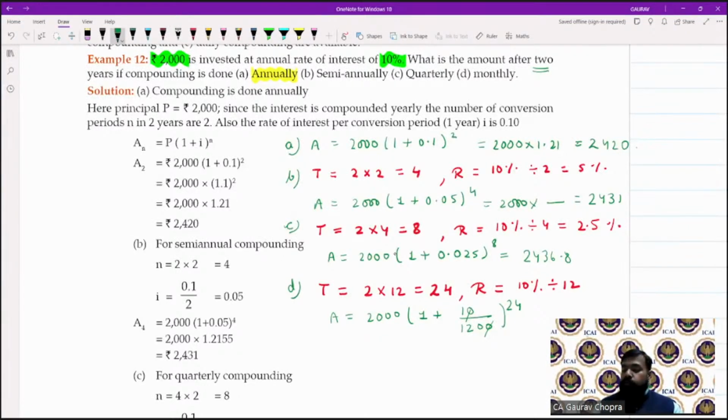Now power 24 we have to calculate, so equal to for 23 times. Then multiply with 2000. Now this time we are getting 2440.78. So 2440.78. So these are the four results. Now we can easily compare all of them.